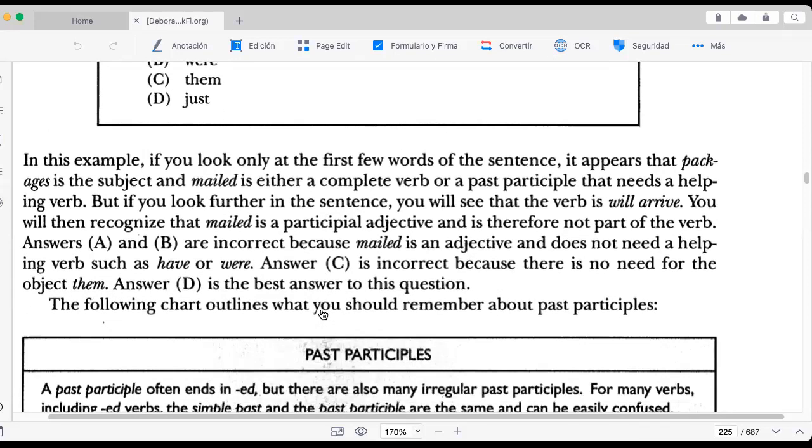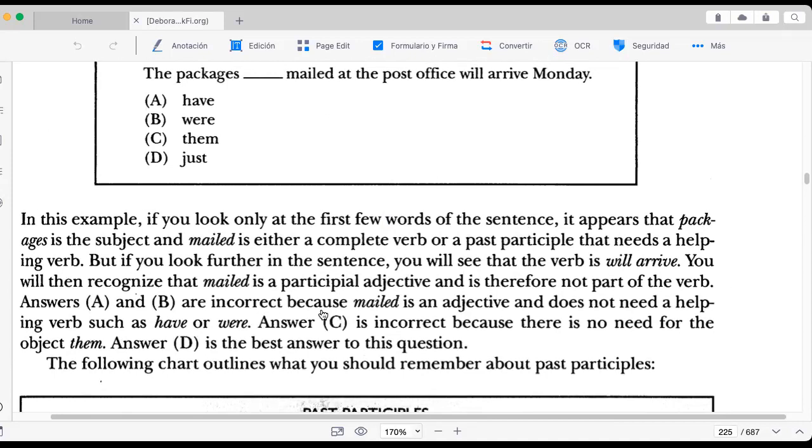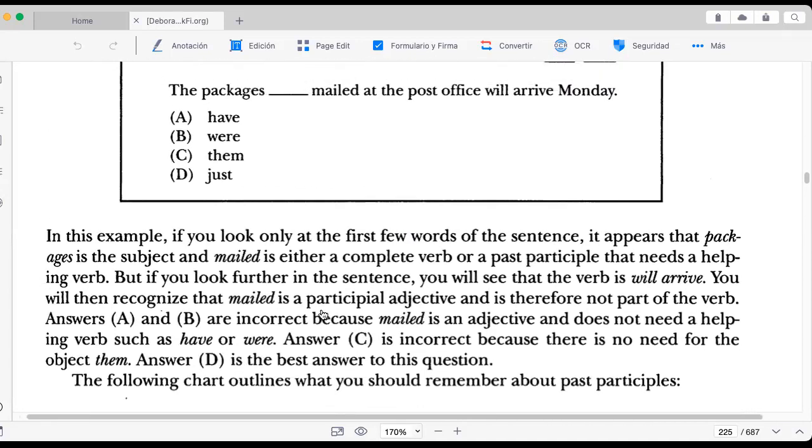Let's see. Who wants to read this part? Some of you want to? Okay, teacher. Okay.